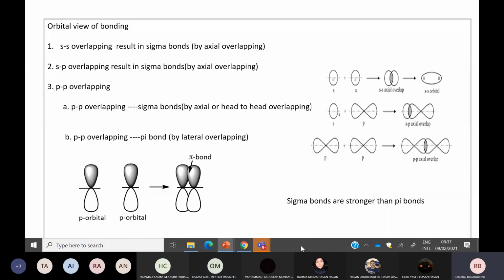Okay, see, before we start, maybe you studied in Arabic, I'll tell you the meaning of the term overlapping. Overlapping means merging, mixing.